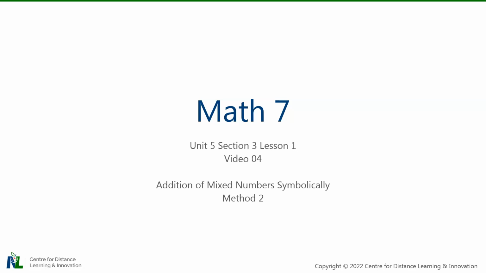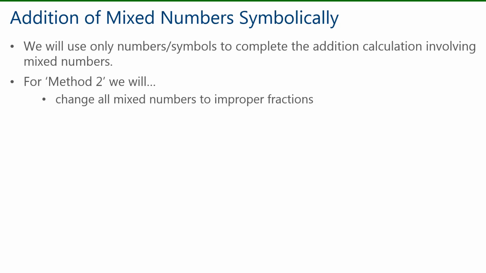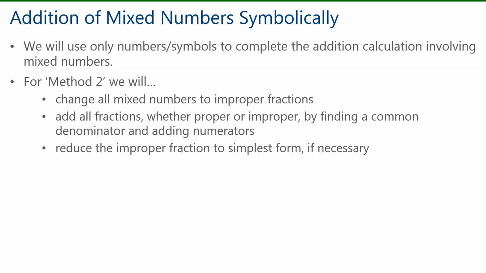In video 4 of lesson 1 for section 3, we begin our look at the second method for the addition of mixed numbers symbolically. Once again, we will only use numbers and symbols in completing the addition calculation. So for method 2, we will change all mixed numbers to improper fractions. We will then add all fractions, whether proper or improper, by finding a common denominator, if we need to, and adding numerators. We will then reduce the improper fraction to simplest form, if necessary.